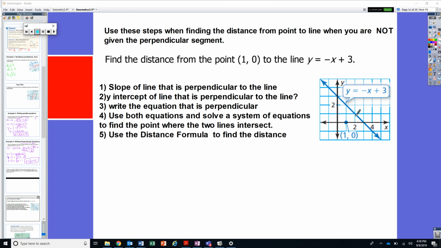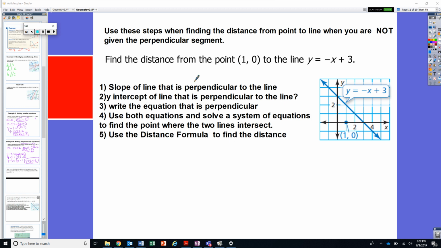Sometimes when they give it to us, they'll say, hey, point 1 comma 0, and then they'll give us what the other point is. Without 100% knowing what the other point is, we have to draw some conclusions by creating the intersection of two different lines. Hang with me. I put some step-by-steps together to help guide us through the process.